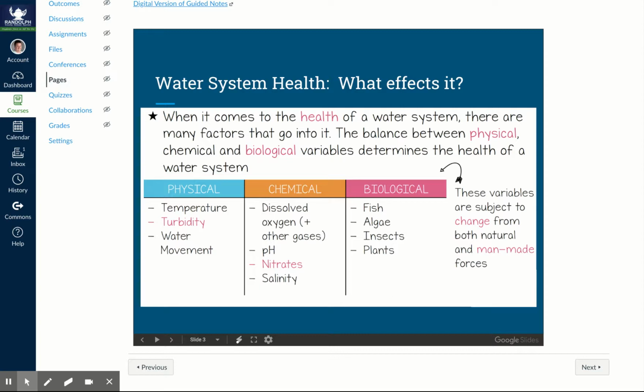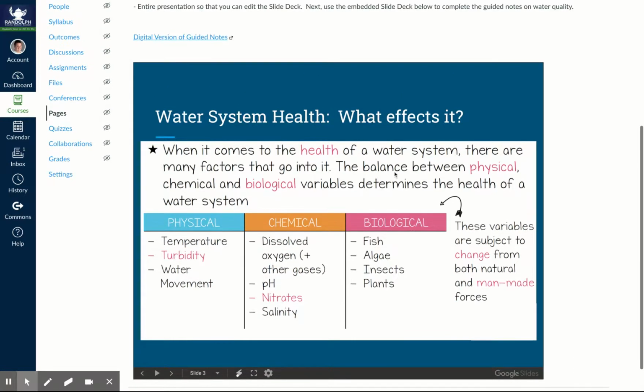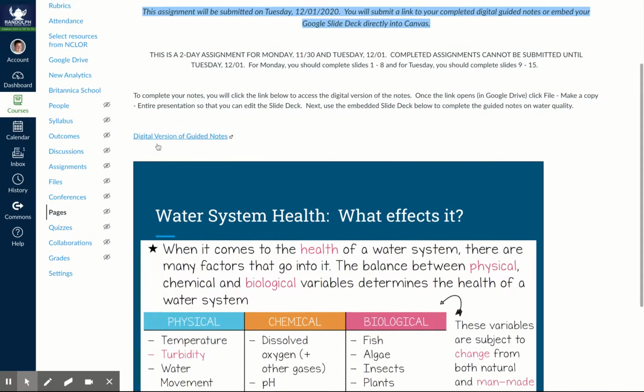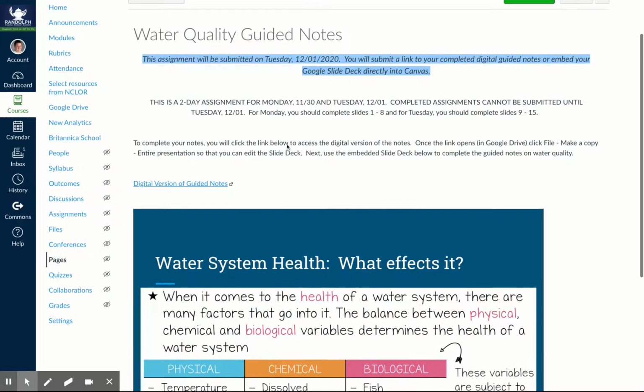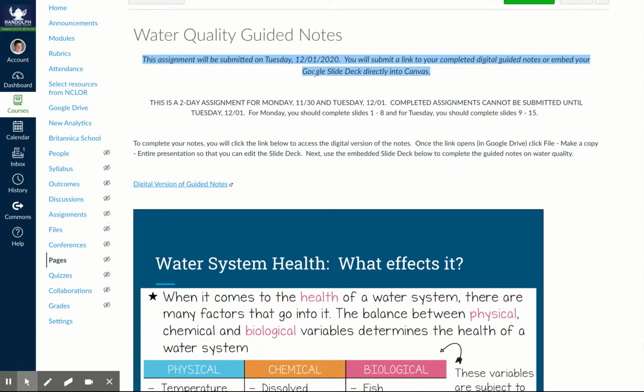All right. So I'm going to stop here with this information because I don't want to give everything away. But you're going to use this information, this slideshow, to complete the digital version of the notes, and you cannot submit your completed notes until tomorrow. So that's Tuesday the 1st. So make sure that when you're finished with your actual notes tomorrow that you do submit them here on Canvas.